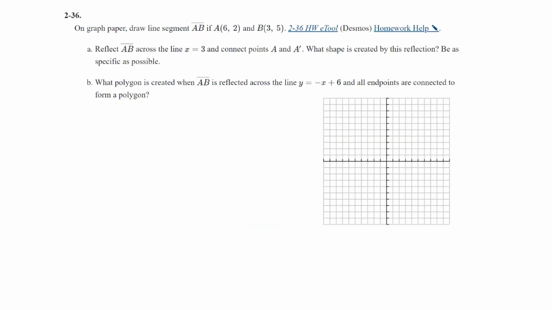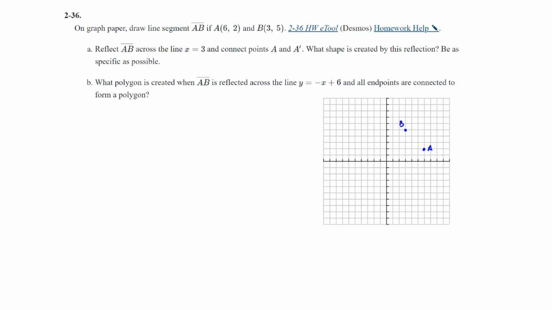Question 36. On graph paper, draw a line segment AB, given points A and B. And then we're going to reflect that across the line x equals 3 and connect the points. What shape is created by this reflection? So let's plot the point 6, 2. That's point A. B is at 3, 5.